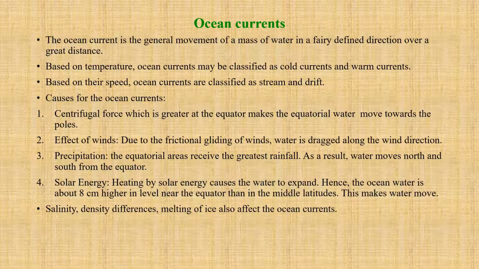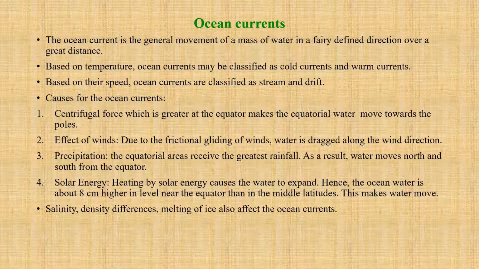So what are the causes for the ocean currents? So there are some causes for the ocean currents. Now you look at the slide. Centrifugal force, which is greater at the equator, makes the equatorial water move towards the poles. Second one is effect of winds. Due to the frictional gliding of winds, it means the wind blows on the surface of the water, it moves. The water is dragged along the wind direction.